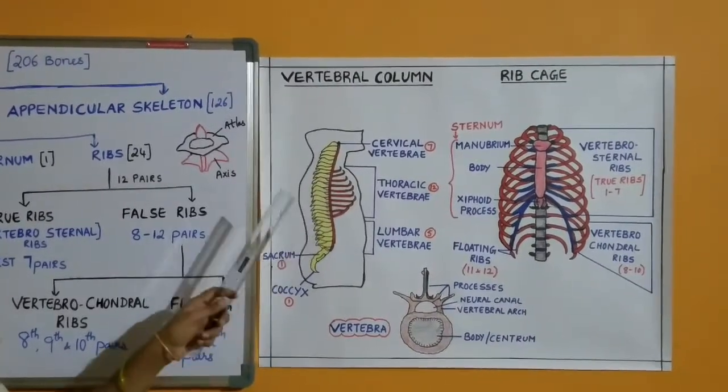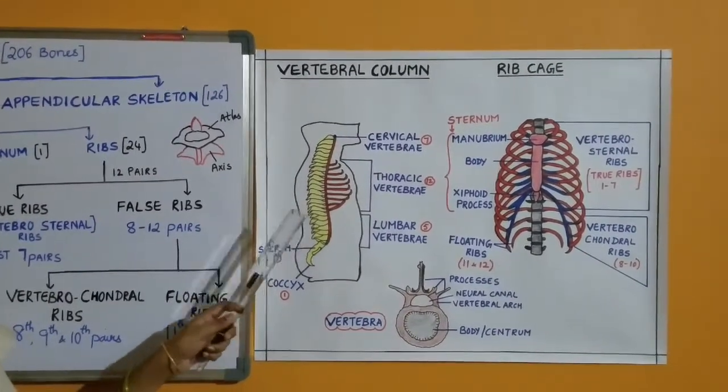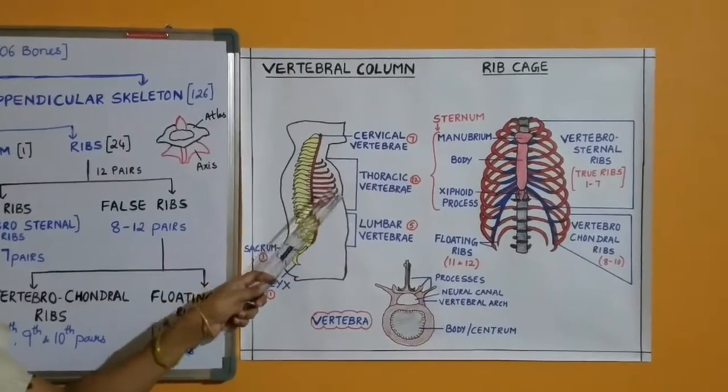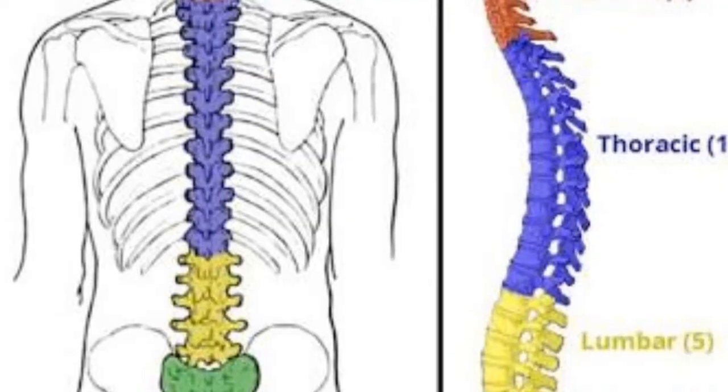Second, it supports the skull. And third, it provides space for the attachment of ribs and the back muscles.